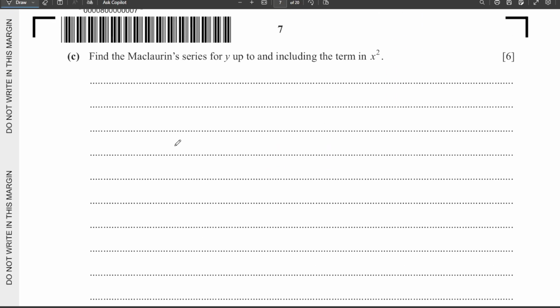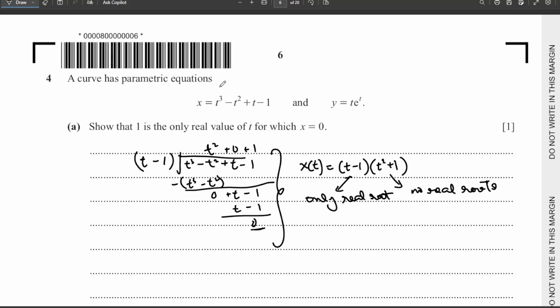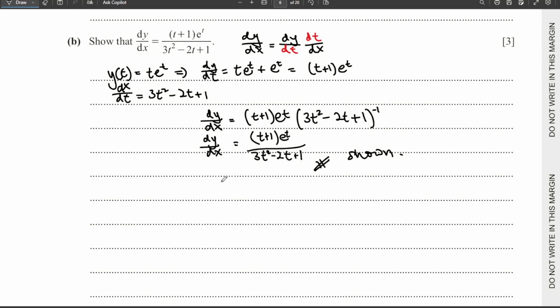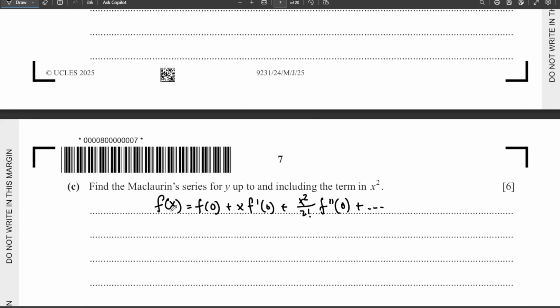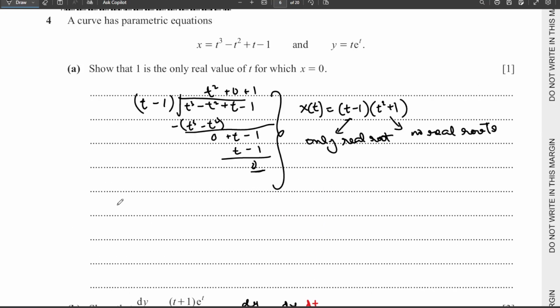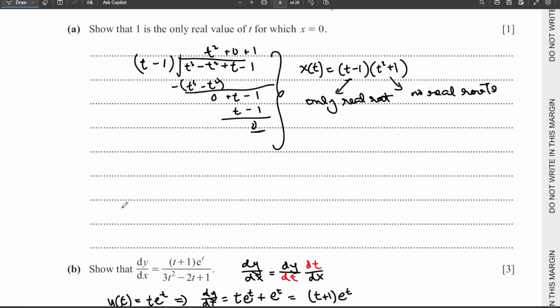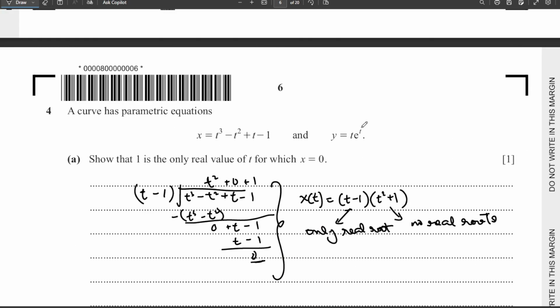So let's just write it out first. f of 0, f prime of 0, then x squared over 2 factorial and the second derivative. We don't even have the original function yet, right? So let's find the original function first. First we want to find f of 0, but we are only given x of t and y of t.